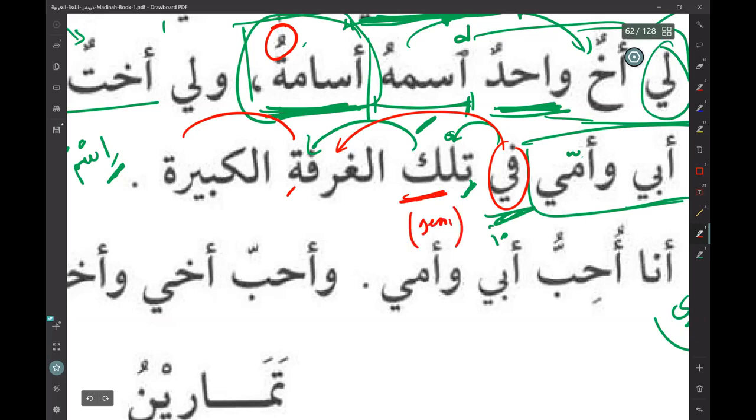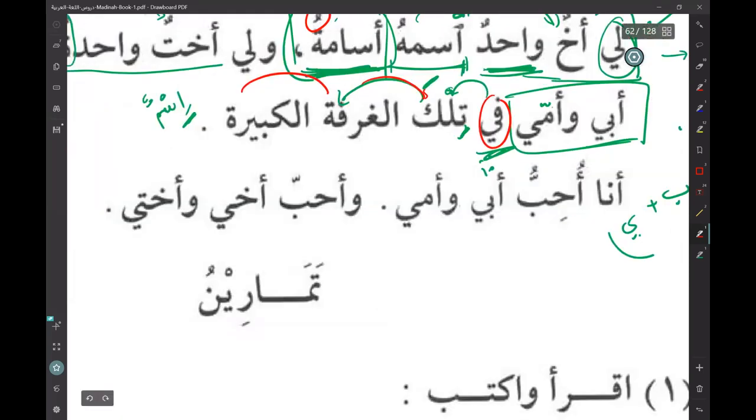You don't see it, but it's genitive. But this word is its adjective. This is feminine. Tilka is feminine. This is feminine. This is definite. This is alif lam definite. This one has kasra. You better have this one is in kasra also.